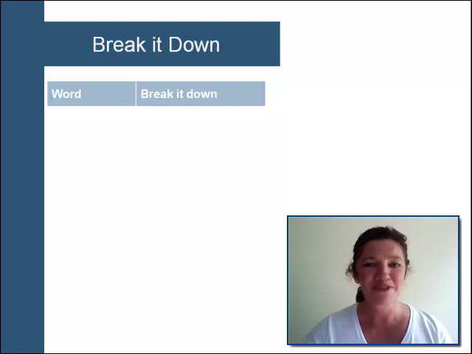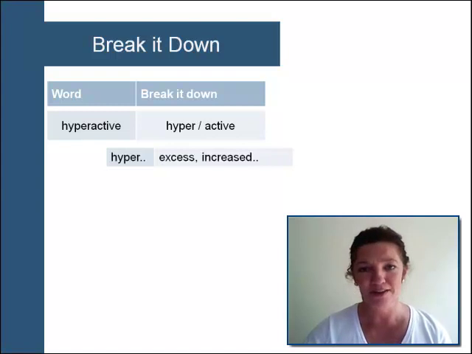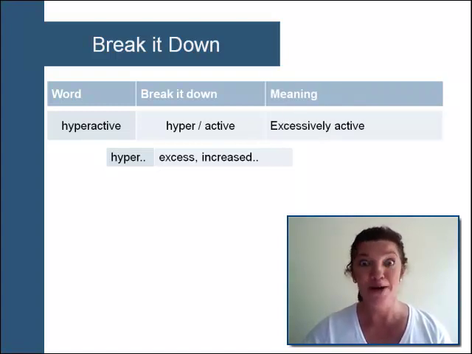We're going to start with a really common word, hyperactive. We can actually break this word down into two parts, hyper and active. Hyper is actually something called a prefix. You find it at the front of a word, and it means excess, too much, increased. And active is active. So hyperactive means excessively active.